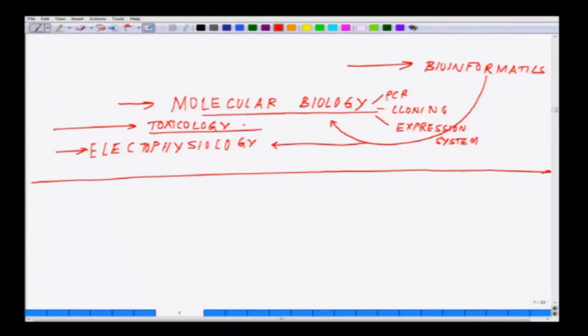Simultaneously, there is another technique which people are on the structural side. This is all about the functional aspect of ion channel.